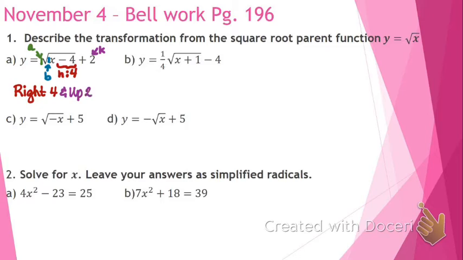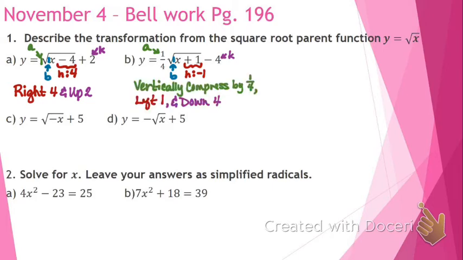Part B, we have our A value right here. B value right next to the X is just a 1. Here we have the opposite, and so my H is -1, and K is -4. So this is going to vertically compress by 1/4. And then it will also go left 1 and down 4.